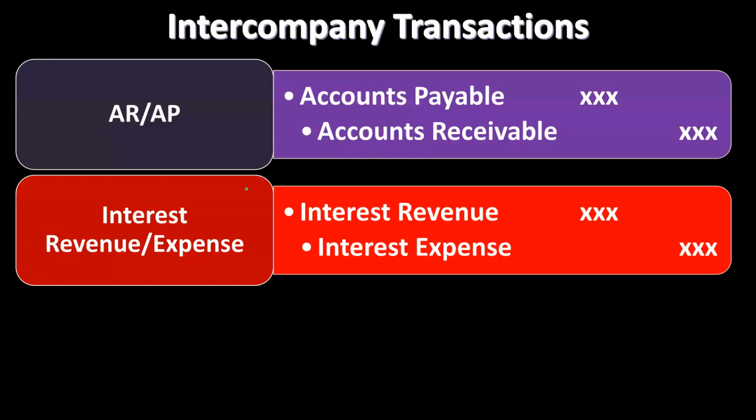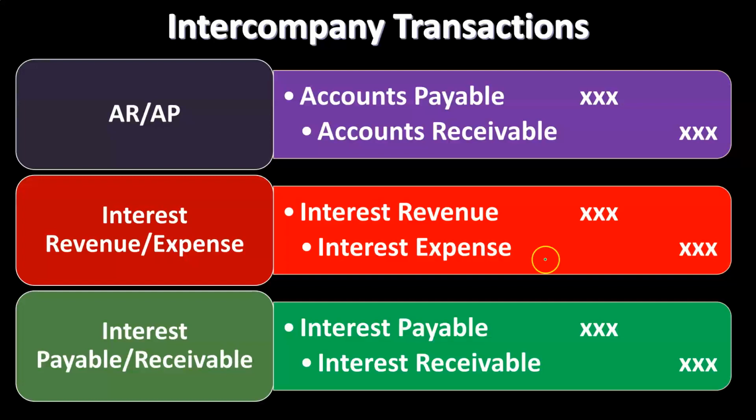So interest revenue has a credit balance, so we need to decrease it, and we'll do the opposite thing to it, which would be a debit. The interest expense has a debit balance, so we do the opposite thing to it, and we would credit the interest expense for that elimination entry.